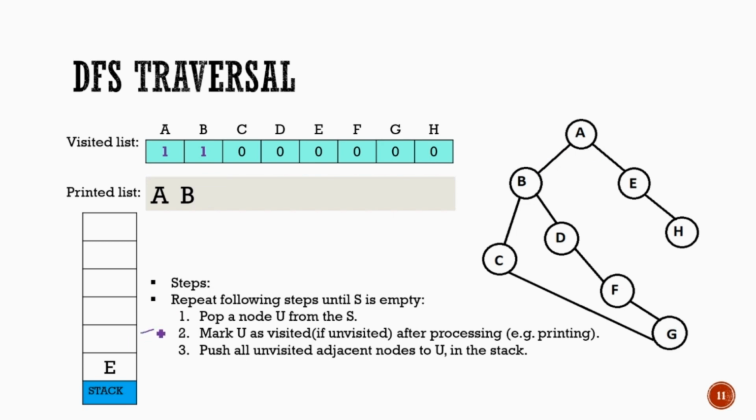Next we take node B from stack. We print the node B and mark it as visited. After that we look for the adjacent nodes of B. Look here that node A is already visited, node B is already visited. So node B has 3 adjacent nodes, node A, node C and node D. So among these nodes, A is already visited, so we are not interested about it. So we push node C and node D in the stack in the next iteration. So the unvisited adjacent nodes are pushed in the stack.